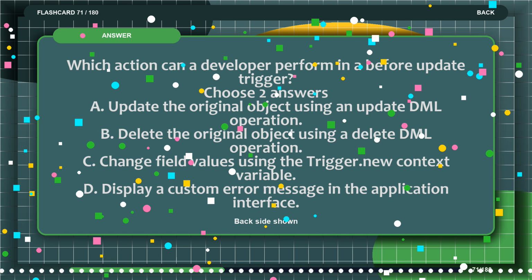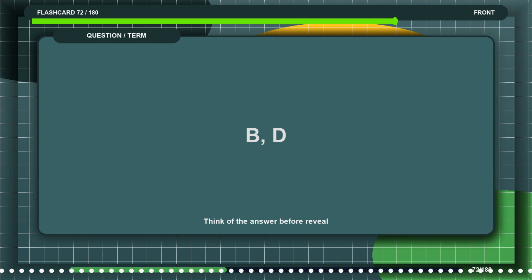Which action can a developer perform in a before update trigger? Choose 2 answers: A. Update the original object using an update DML operation. B. Delete the original object using a delete DML operation. C. Change field values using the trigger.newContext variable. D. Display a custom error message in the application interface. Flashcard 72. B, D. Think of the answer before the reveal.